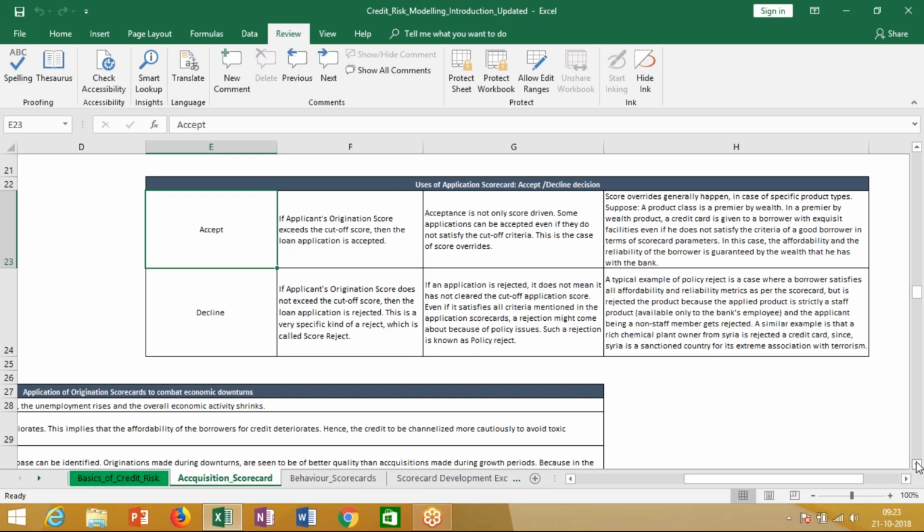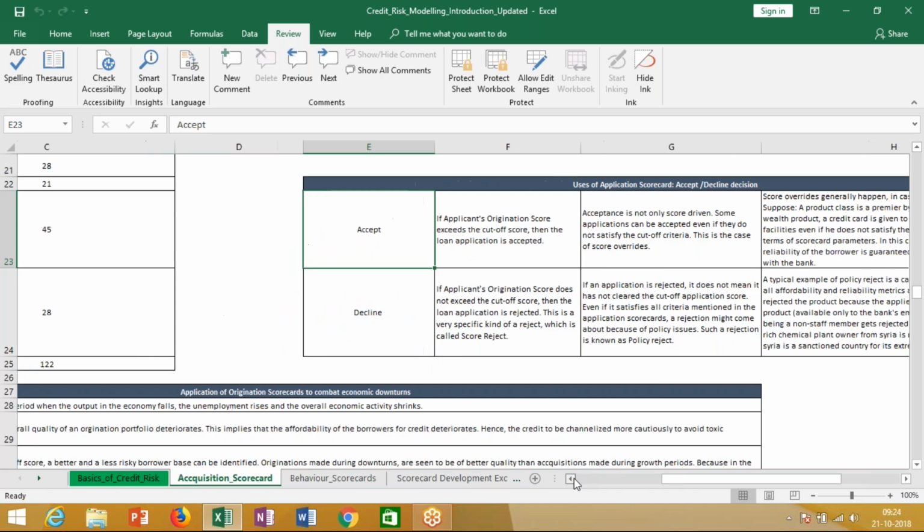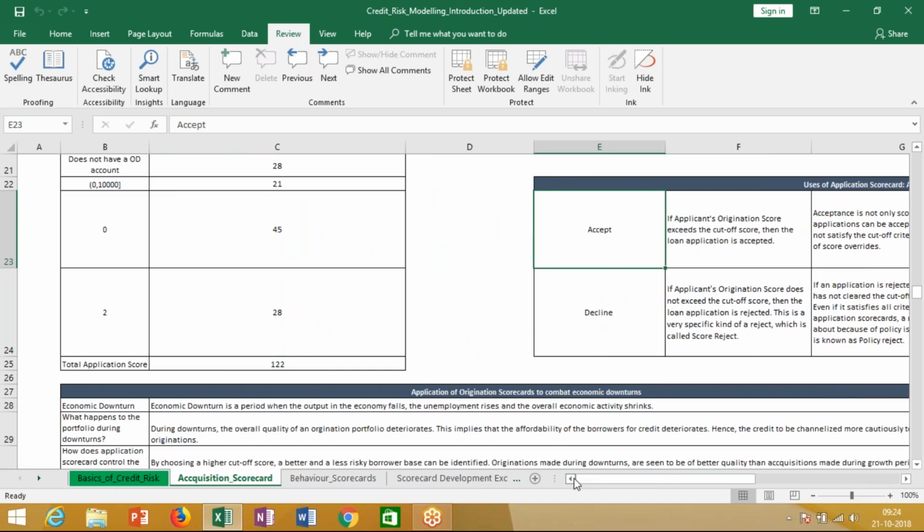You can work with this application scorecard, and the better the application scorecard is, the better the distinction of the good and bad borrower is, and the better is the acquisition portfolio which is being done. Right? So this is precisely what it is.